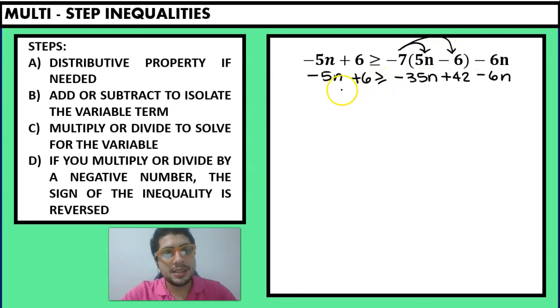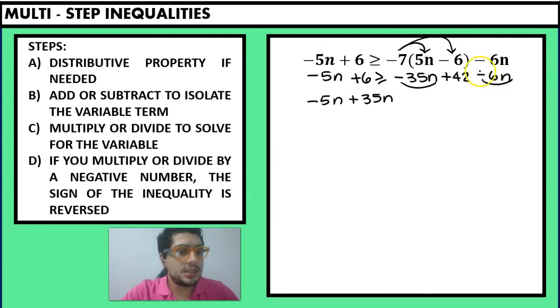Now, in this case, we're going to move everything that has n to the left side just for convenience, and all the numbers, we're going to move them to the right, right? So in this case, we have minus 5n. We're going to move this 35 to the other side, so it's going to pass adding. And then this one is subtraction, so we're going to pass it adding as well.